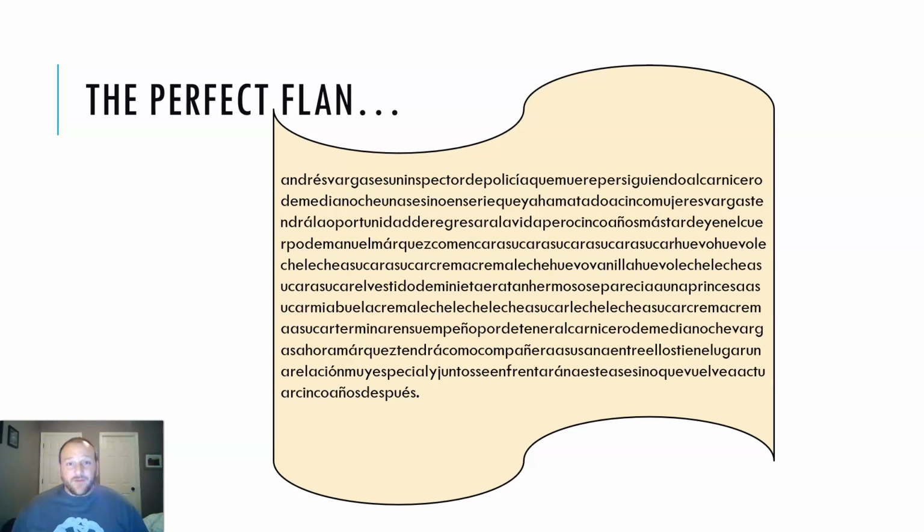But looking at this, it's really hard to tell what's going on here. There are no spaces. There's no punctuation. It's a bit of a disaster. But somewhere in there is the magic recipe for how to actually make perfect flan. So let's dissect it a little bit.